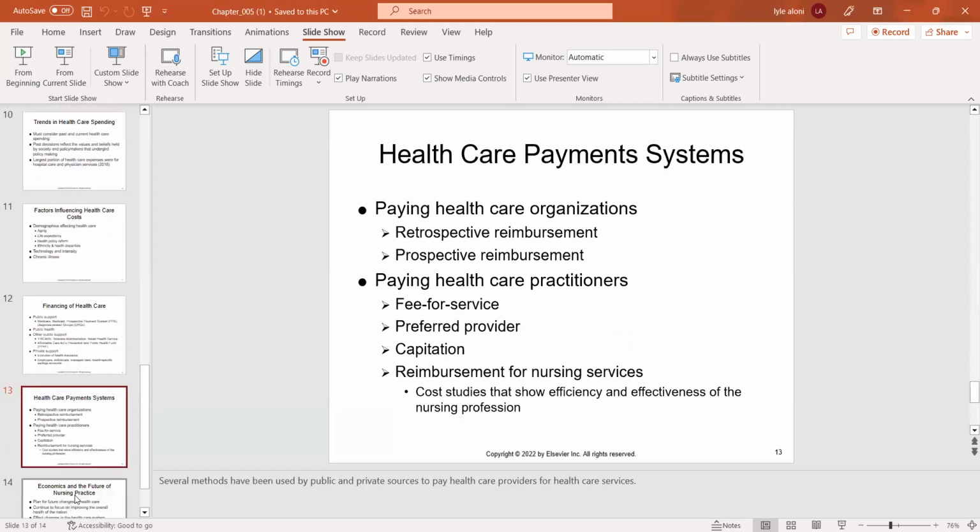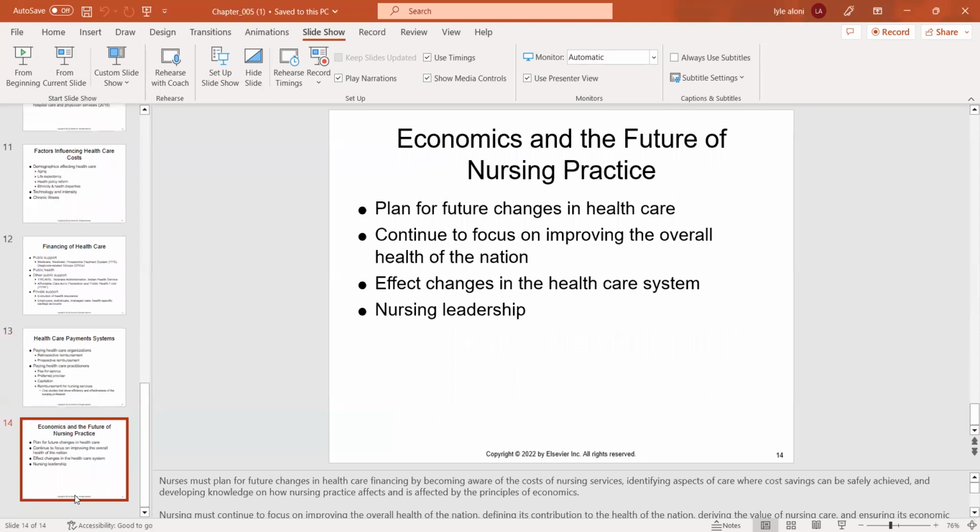When we look at our healthcare payment systems, we have several methods that are being used by the public and the private sources. So we see that we have different types of reimbursement. We have fee-for-service, preferred providers, and reimbursement for nursing services.